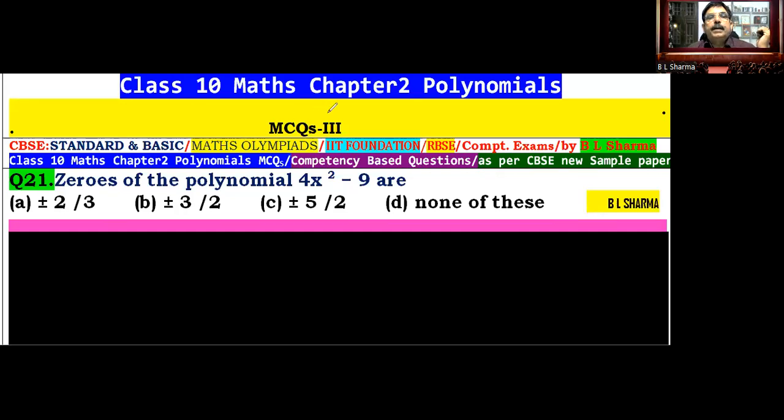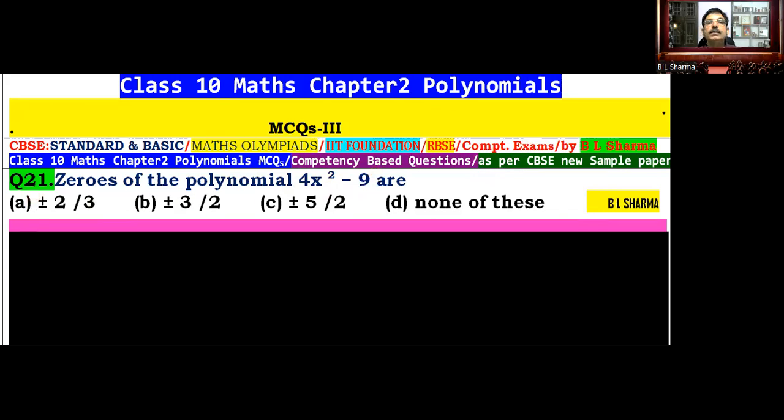This is the third part; first part and second part covered 1 to 10 questions, then 11 to 20 questions. And this is part third, for class 10th mathematics, chapter 2, polynomials. Very important for the students who have opted or are opting for standard or basic mathematics, the students who are preparing for various mathematics Olympiads, IIT, Rajasthan Board of Secondary Education, and various competitive examinations. These are multiple choice questions and competency based questions.